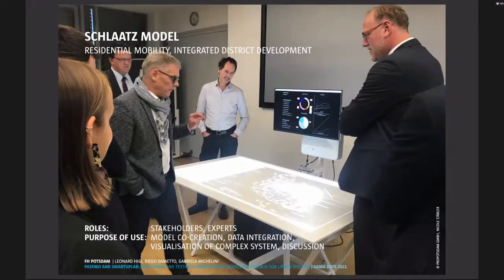You can see here, amongst others, the CEOs of the municipal housing company and other local housing companies discussing development scenarios for the district on the table. The process involved, besides the CEOs, also the company's experts, as well as related stakeholders, such as co-creating companies. The process of co-creating this model already showed important effects to us in terms of intra-organizational communication within the housing company, as well as with external stakeholders.